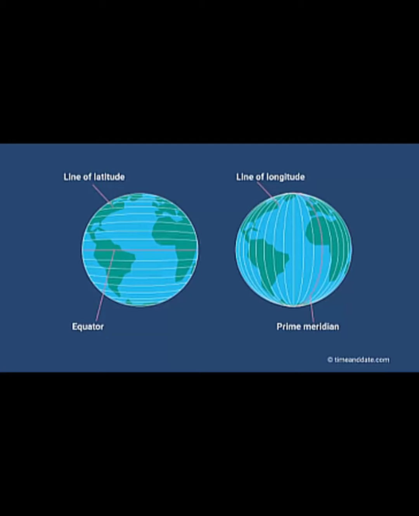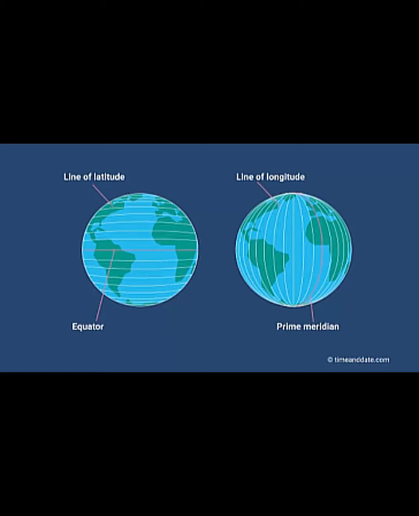The longitude that passes through the astronomical observatory at Greenwich, England is called the 0-degree meridian, prime meridian or Greenwich meridian. The lines of longitude are also called meridians of longitude.